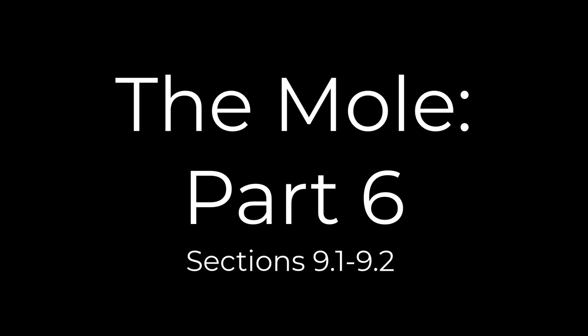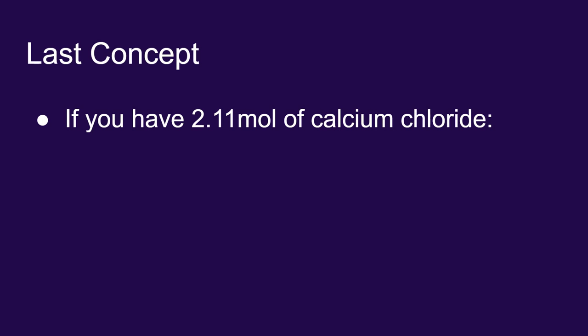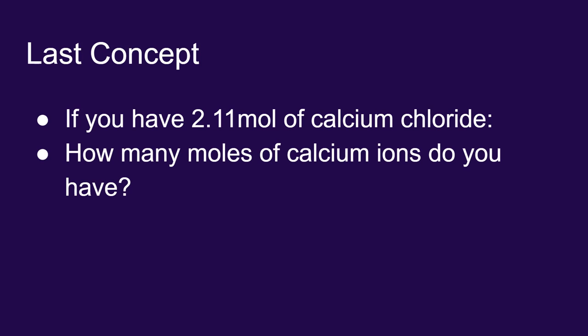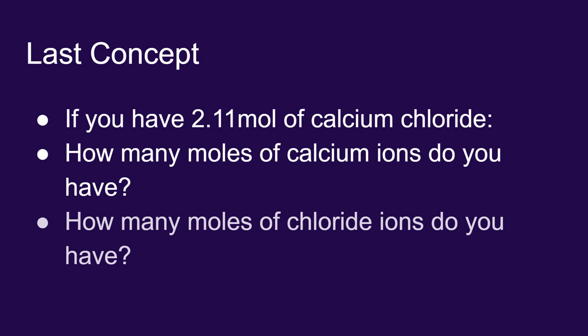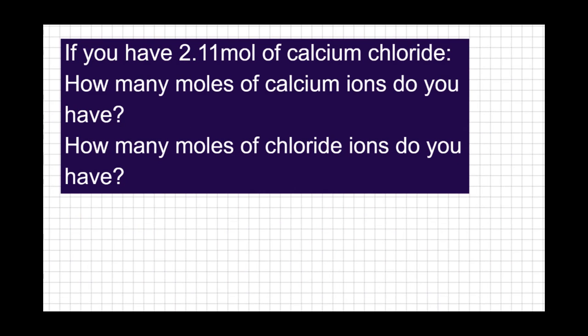I would like to finish this discussion about the mole with one last thought. Let's start with 2.11 moles of calcium chloride. I would like to know how many calcium ions are present and how many chloride ions are present. Calcium chloride is CaCl2. It's an ionic compound, and when it dissociates, it breaks apart into Ca2+ and two Cl-.